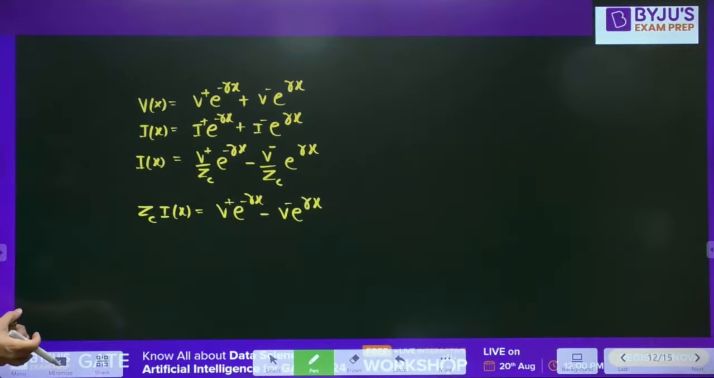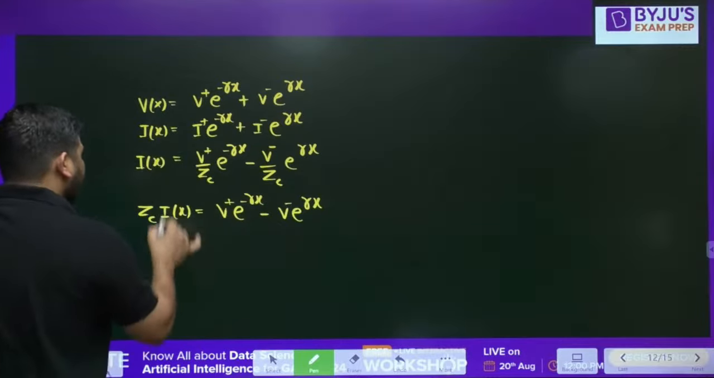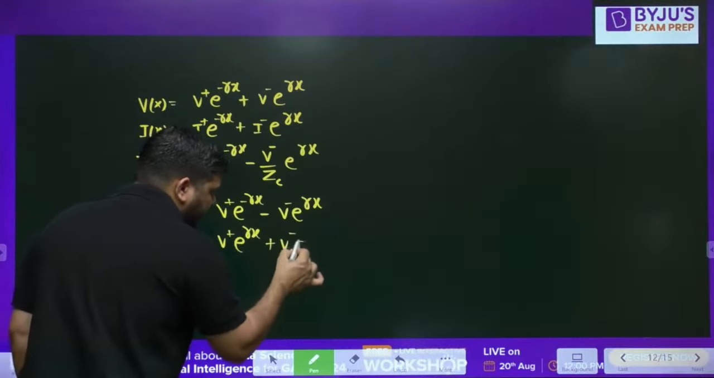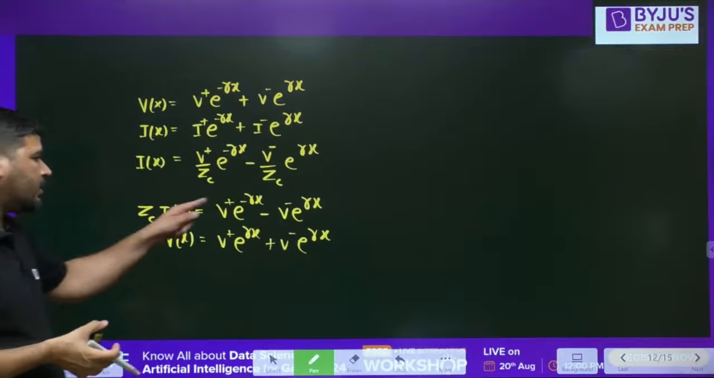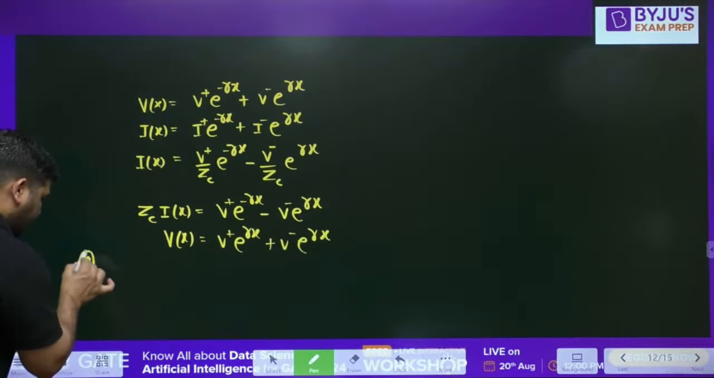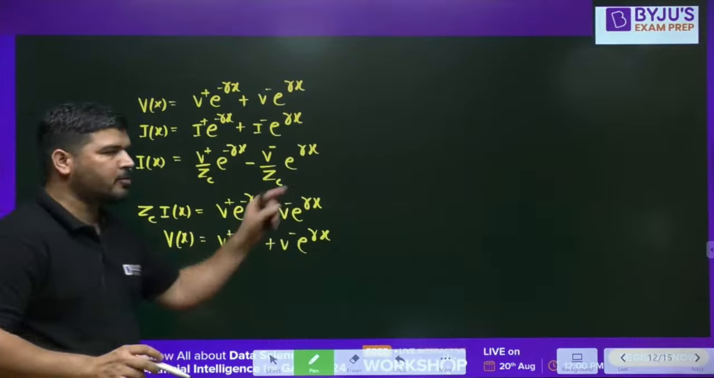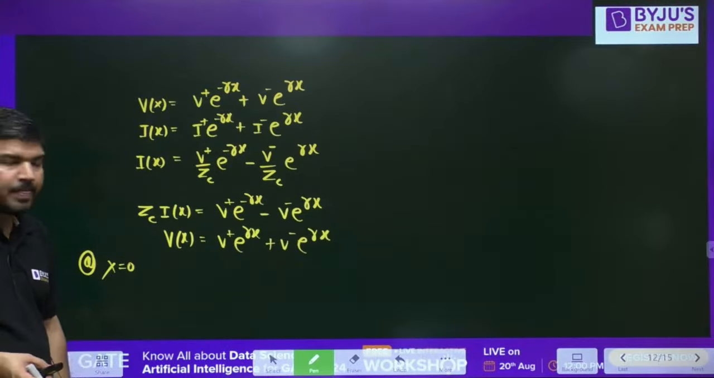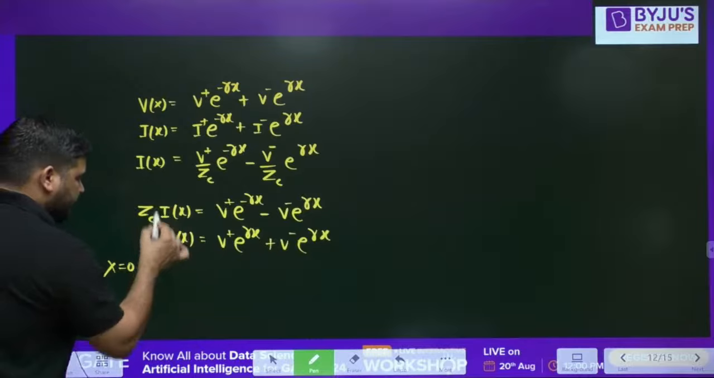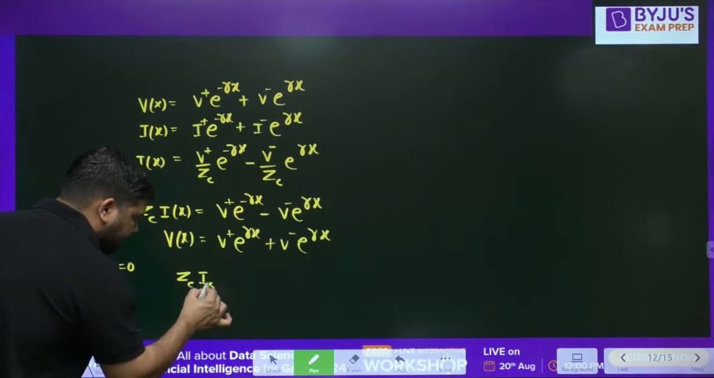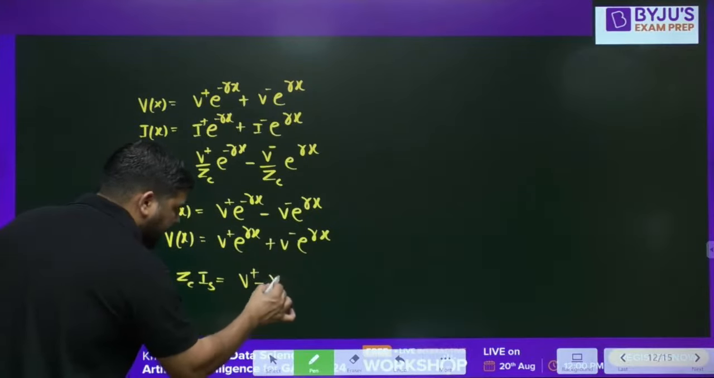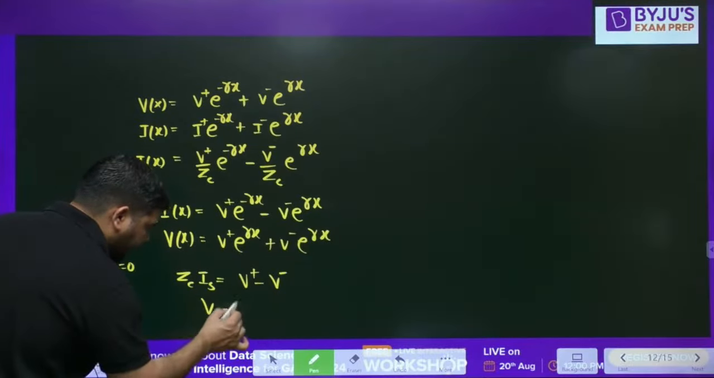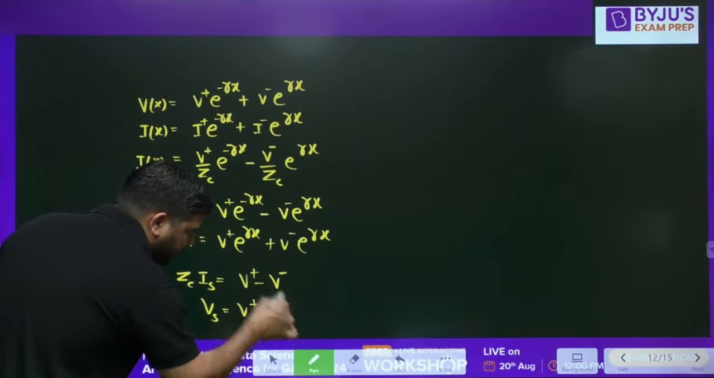This is the relation. And one more relation is Vx equal to V plus e to the power minus gamma x plus V minus e to the power gamma x. Now I want to put x equal to 0 on both sides. At x equal to 0, the current becomes I0, the sending end current, Is. So Zc into Is is equal to V plus minus V minus. Similarly, the voltage becomes the sending end voltage, Vs, which is V plus plus V minus.